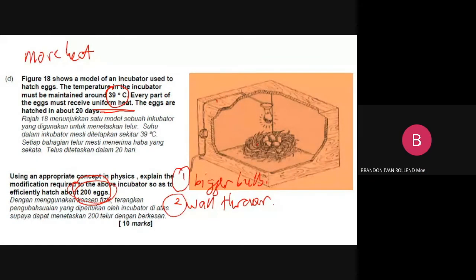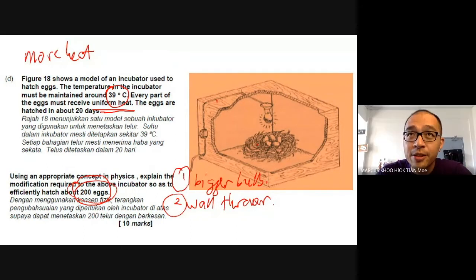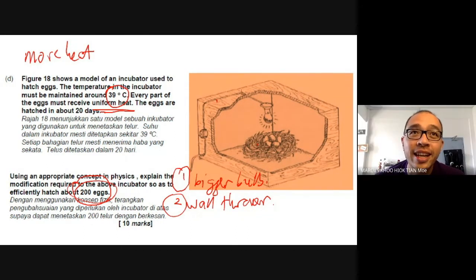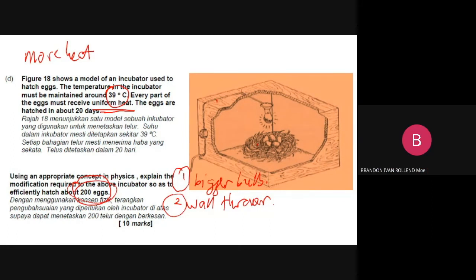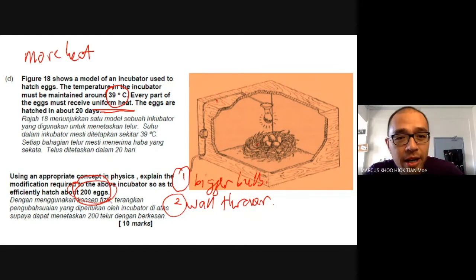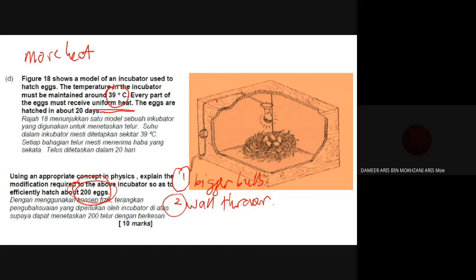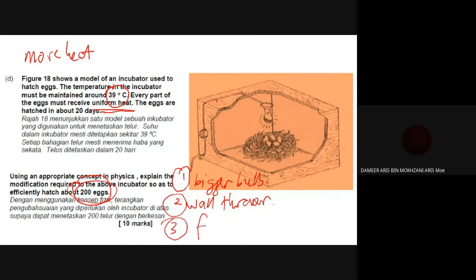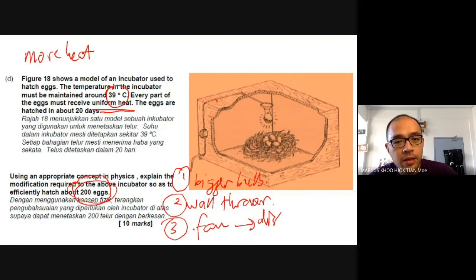Oh, so put the egg tray in the place where you want to hatch the eggs. Okay, boleh. Alright, next, Damir. Using fan. Fan? Okay, I want to know why fan though. It can distribute uniformly. Okay, distribute uniformly. This is interesting.